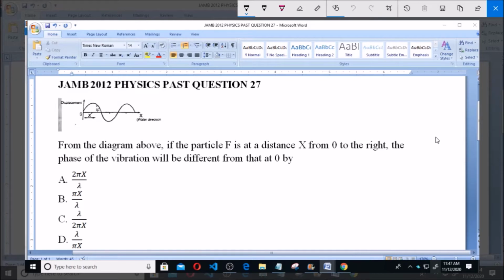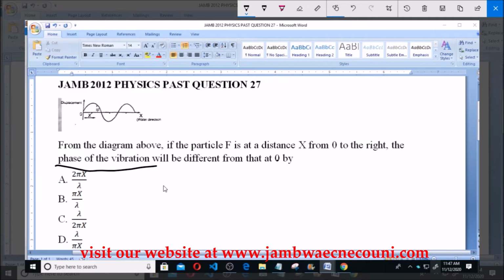From the diagram above, if the particle F is at a distance x from 0 to the right, the phase of vibration will be different from that at 0 by: A. 2 pi x over lambda, B. pi x over lambda, C. lambda over 2 pi x, D. lambda over pi x.